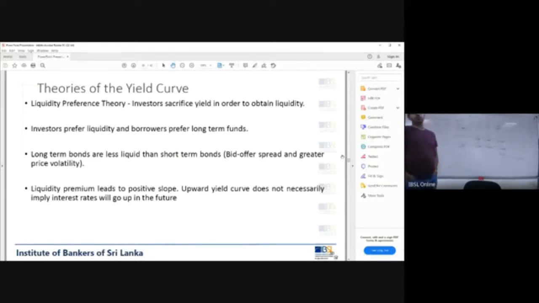So long-term bonds are less liquid than short-term bonds, with a bit of a spread and greater price volatility. Now, one of the most liquid bonds is the US 3 months Treasury bill, one of the most liquid assets. Liquidity premium leads to a positive slope. An upward yield curve does not necessarily imply interest rates will go up in the future.